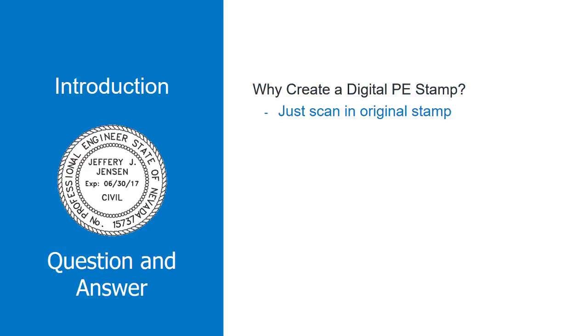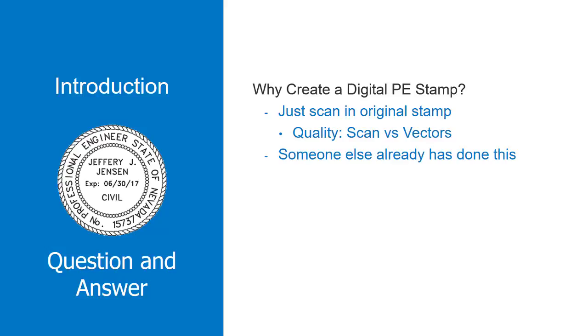Question: why not just scan a copy of the wet stamp? Yes, this can be done, but the quality of your layout improves when using vectors instead of raster images. There is a noticeable difference in quality between an AutoCAD object and an image of a rubber stamp used with an ink blot.